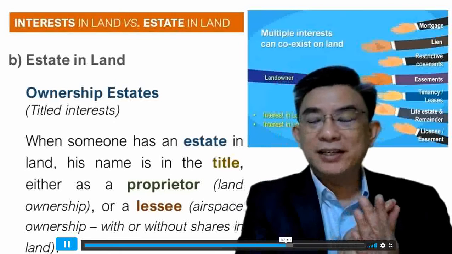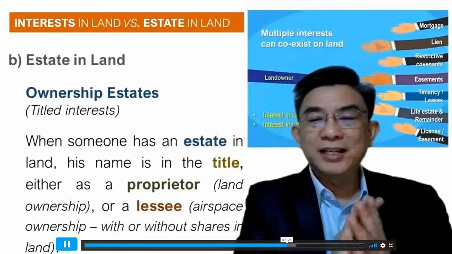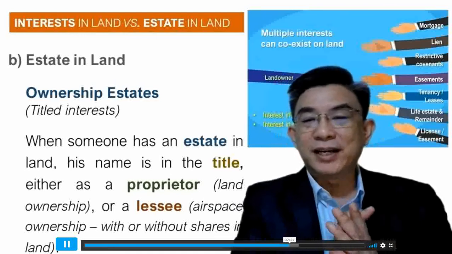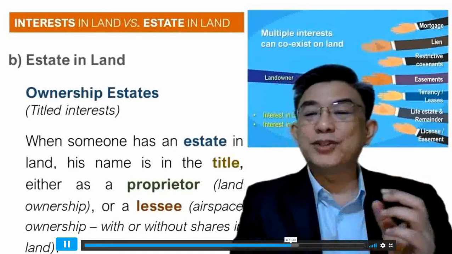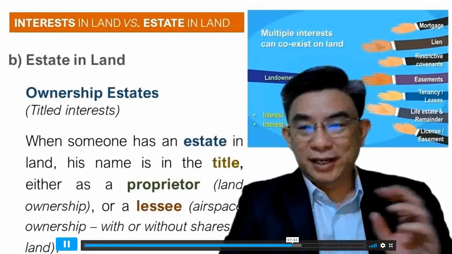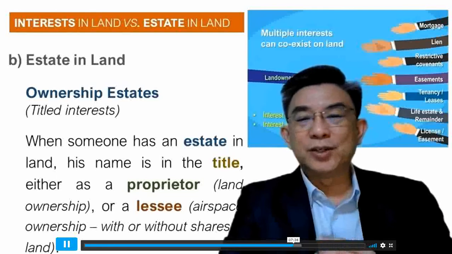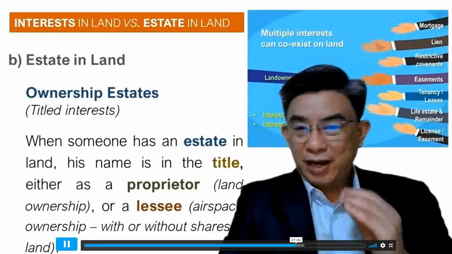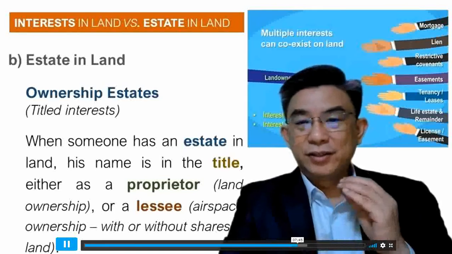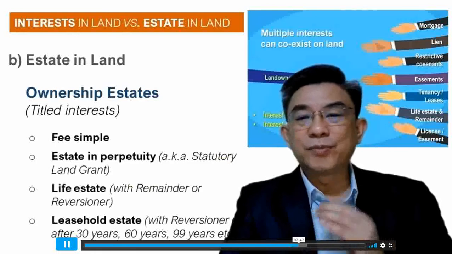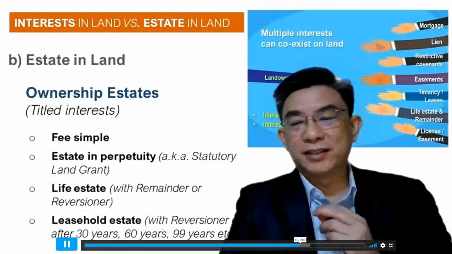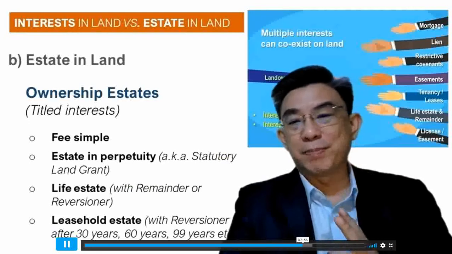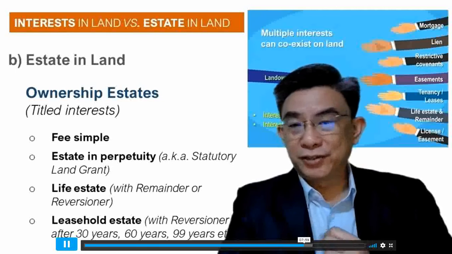Now, if this is not a strata titled property, then he will have no share in land. If this is a strata titled property, then he will own the airspace with some share in land. That will be another lecture altogether. But as it is now, I just need you to understand that if you have an estate, your name is in the title, you are considered a leasehold owner. Now, ownership estates, you will have freehold. There are two types of freehold: fee simple and estate in perpetuity, also known as statutory land grant.